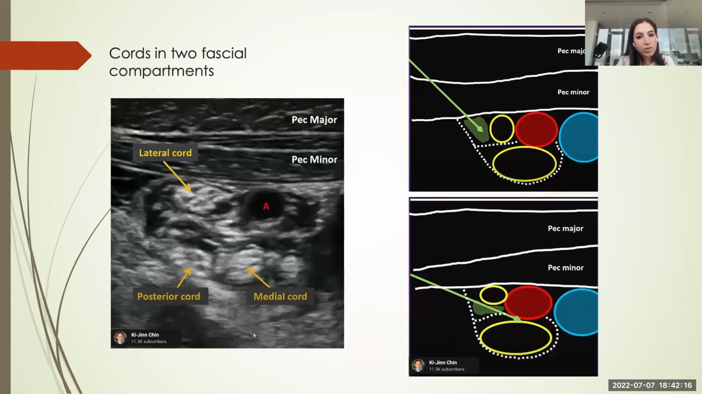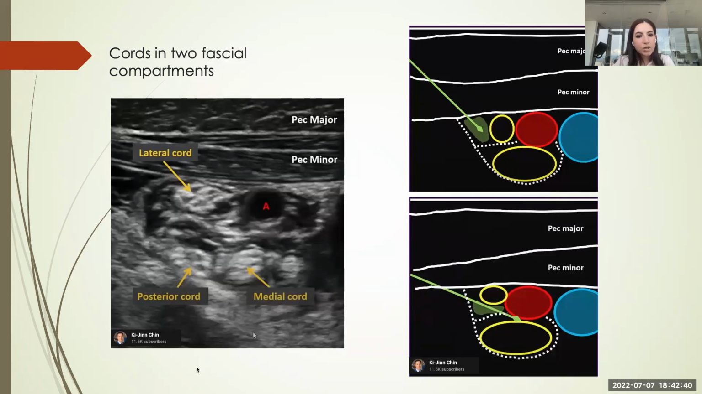Oftentimes we see the medial cord located between the artery and the vein, and the posterior cord a bit more closer to the 6 o'clock position, but they're still going to be located within the same compartment. So injection at the 6 o'clock position that we're sort of classically taught to target should adequately cover both your posterior cord and spread medially to your medial cord as well.